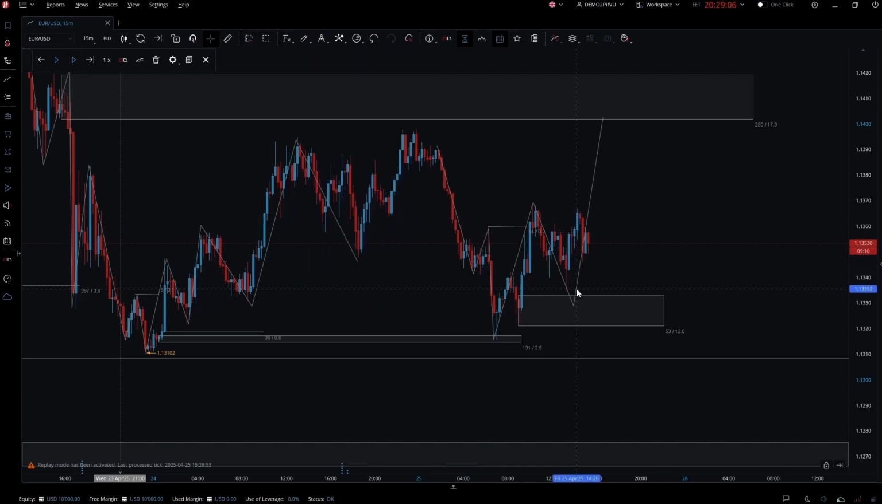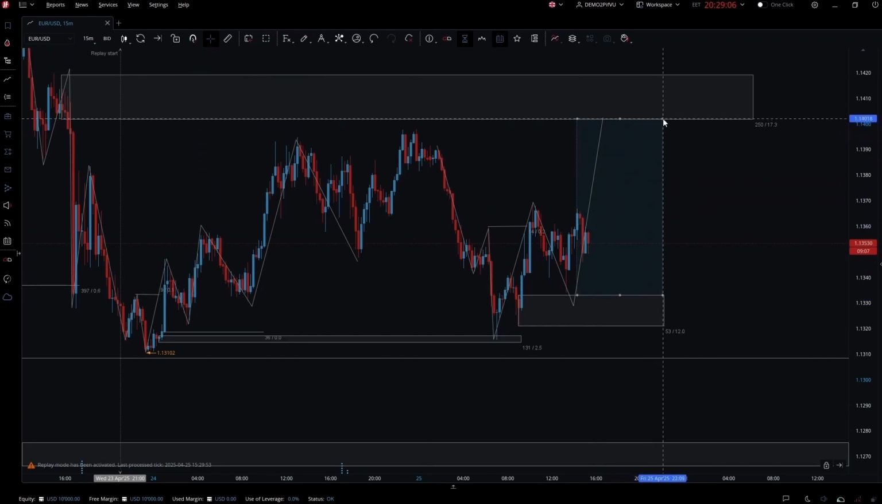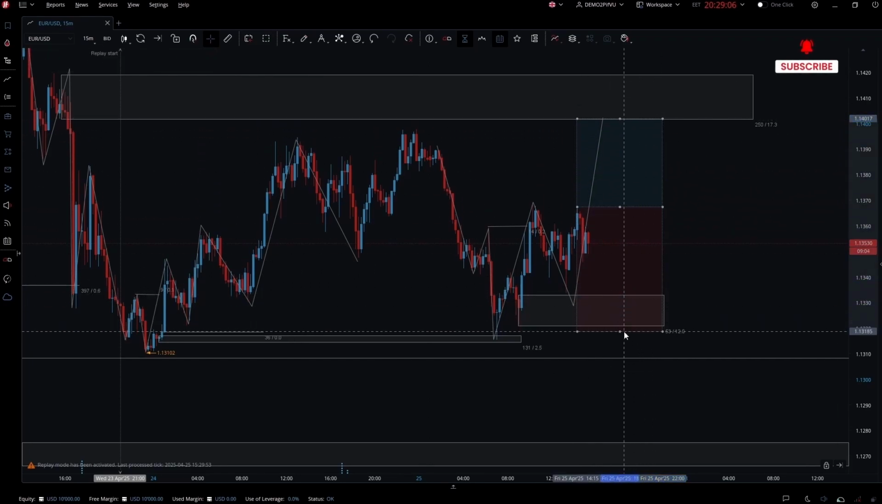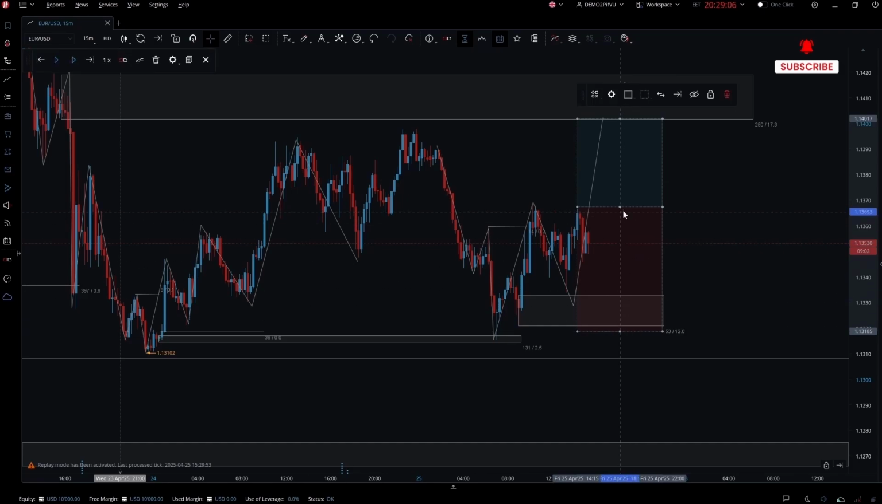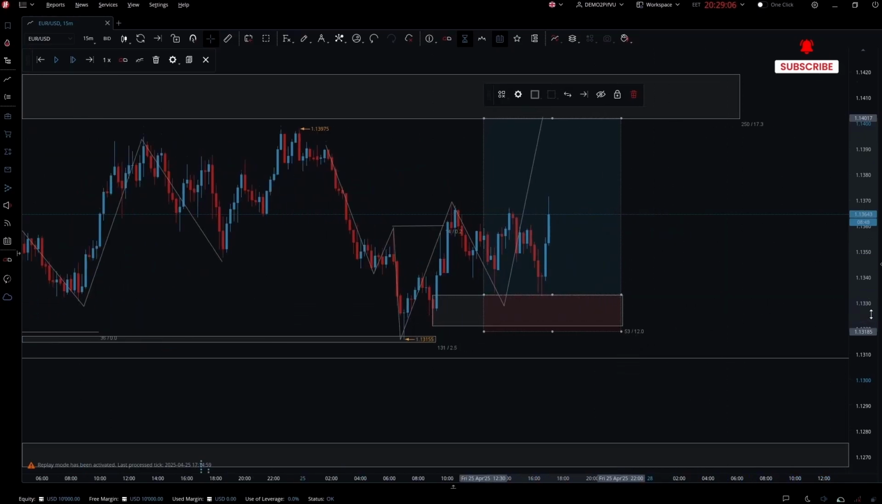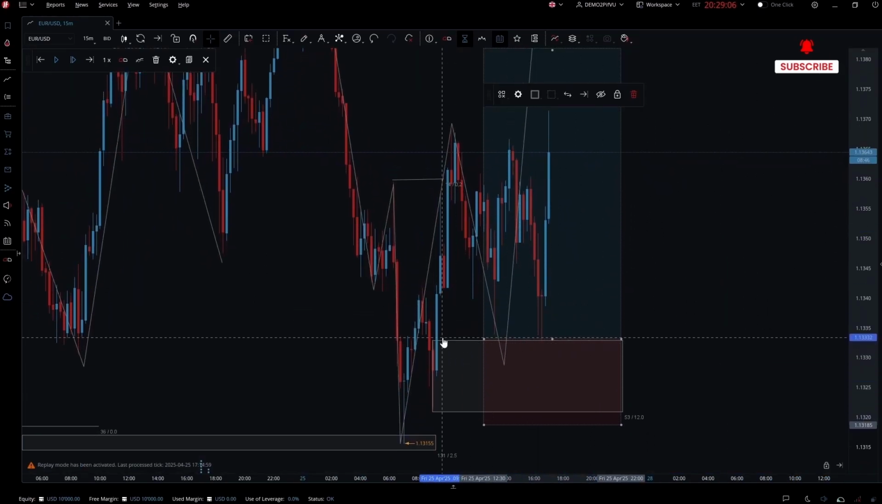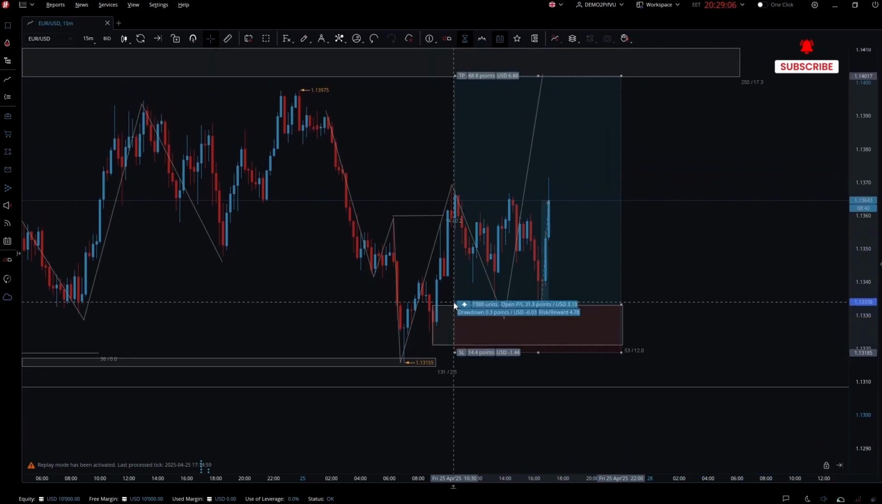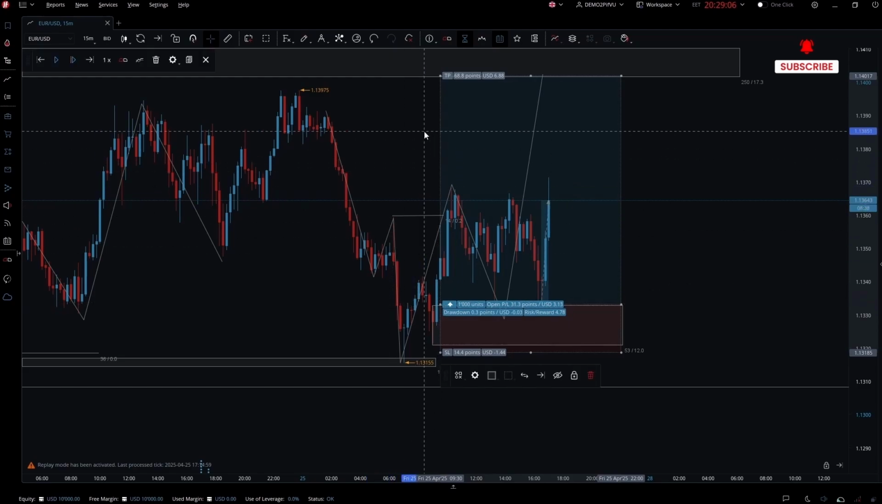Let me place my entry and targets first. So you stop at the lows. So let's see. So we got tapped here. You can clearly see that this is the actual point we got tapped. So we are in, and let's see if we can take the high or actually reach the zone that we want.